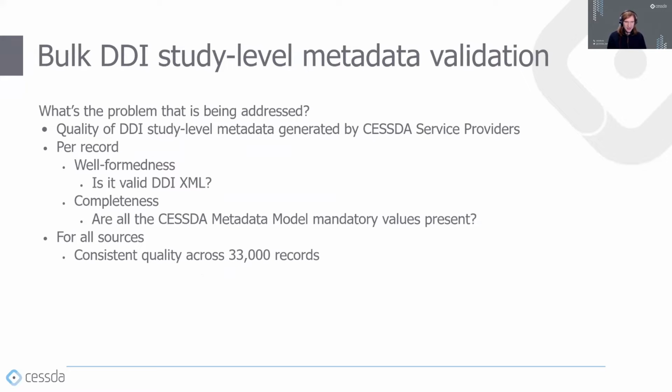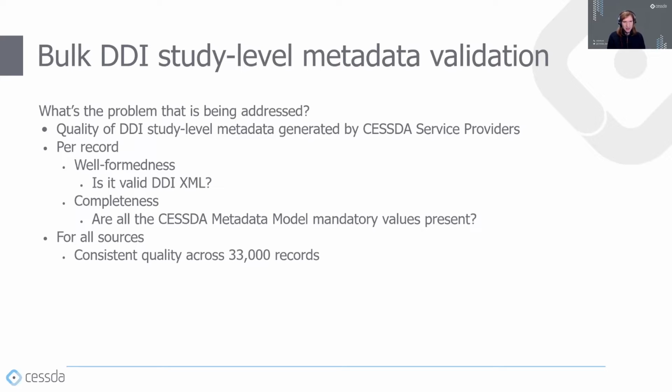So let's dive into the problem. Why do we need validation at all? And what is this bulk validation trying to address? Our service providers generate study level metadata in DDI format. For each of these records, we need to ask a couple of questions. So per record, we want to basically ask 2 questions.